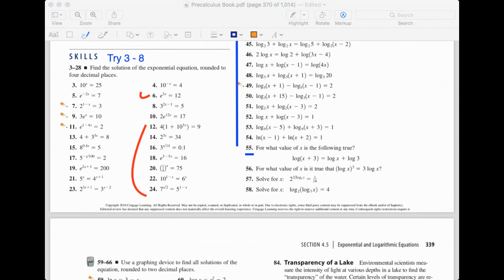Okay, so basically it's the same homework as last time, right? Yeah, it's the same homework as last time. Okay.